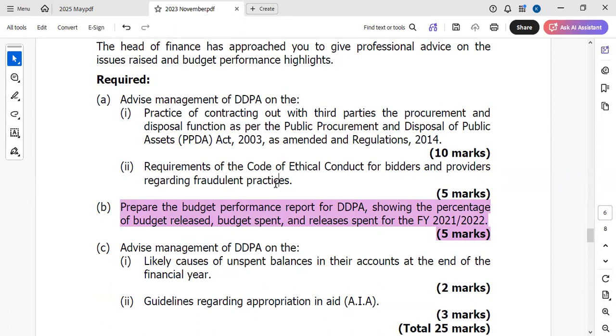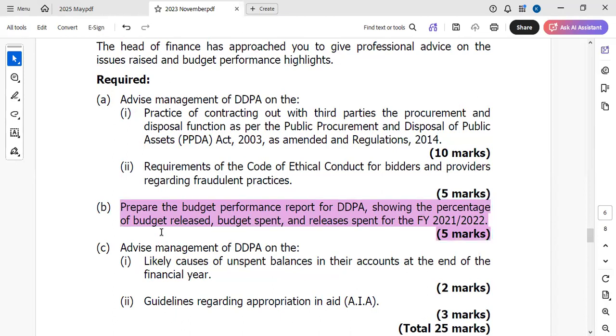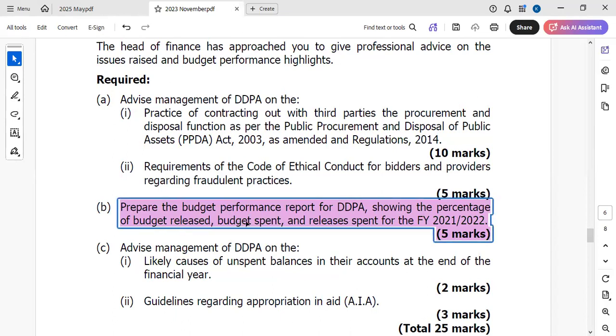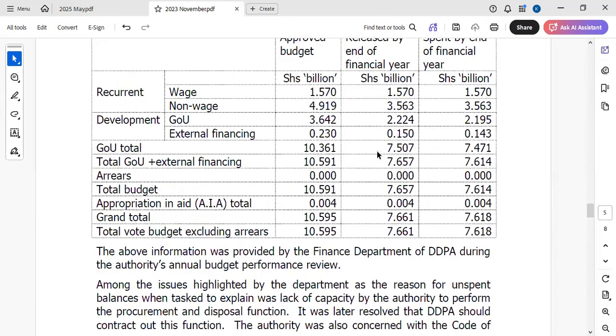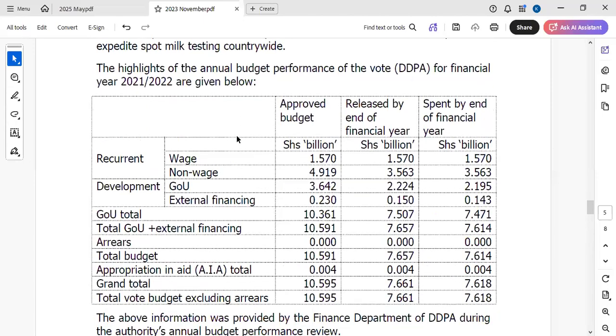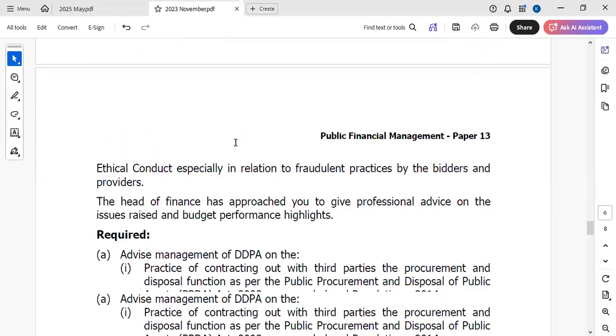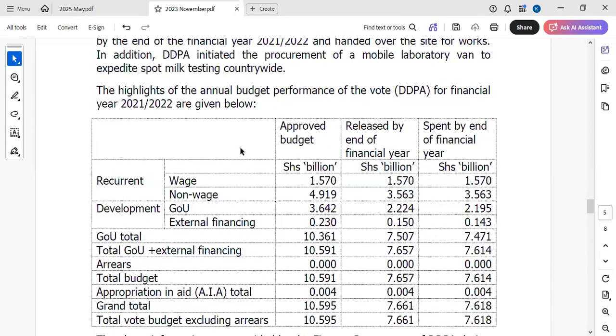Now, the computation was about you preparing the budget performance report, showing the percentage of budget released, budget spent, and the releases spent for the year. Now, when you look at the question, you really have everything. That's why the marks are not many, but the student will fear.